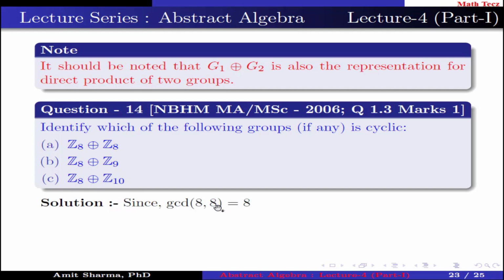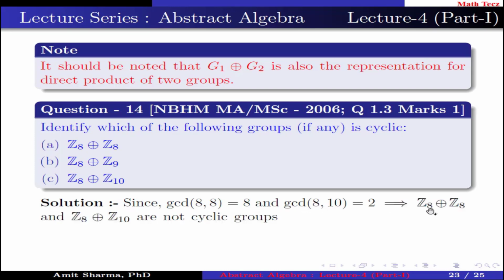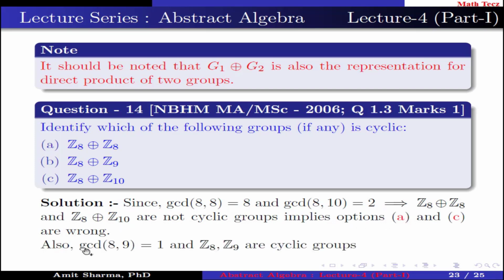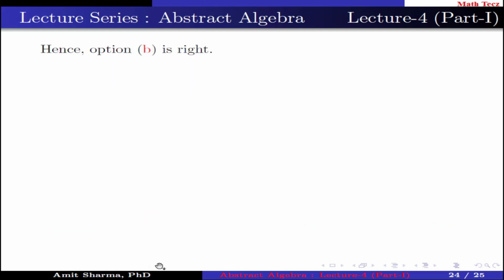Since GCD of 8, 8 is 8 and GCD of 8, 10 is 2, implies Z8 direct product Z8 and Z8 direct product Z10 are not cyclic groups. Implies options A and C are wrong. Also, GCD of 8, 9 is 1 and Z8 and Z9 are cyclic groups. Implies Z8 direct product Z9 is a cyclic group. Hence, option B is right.